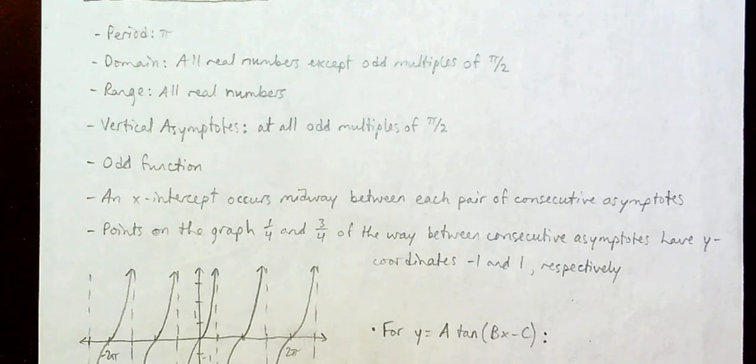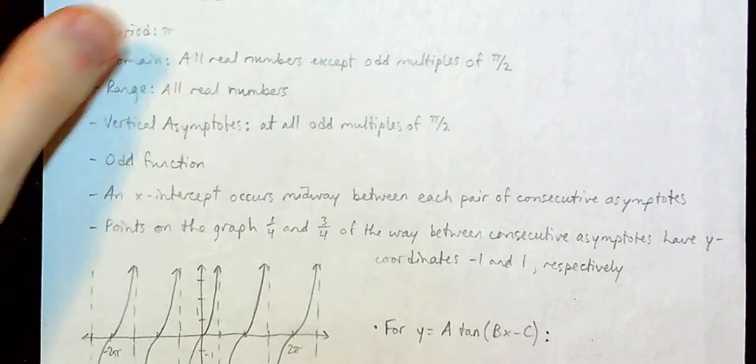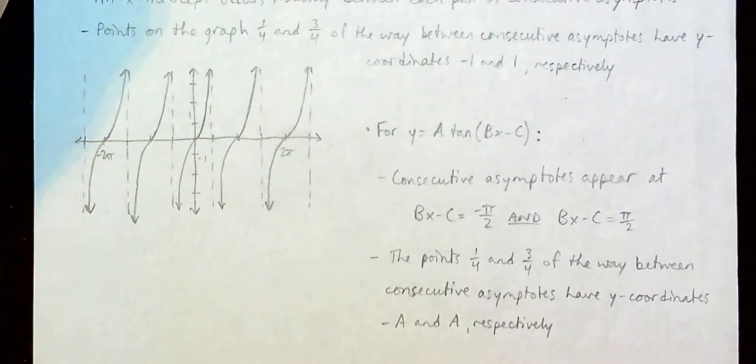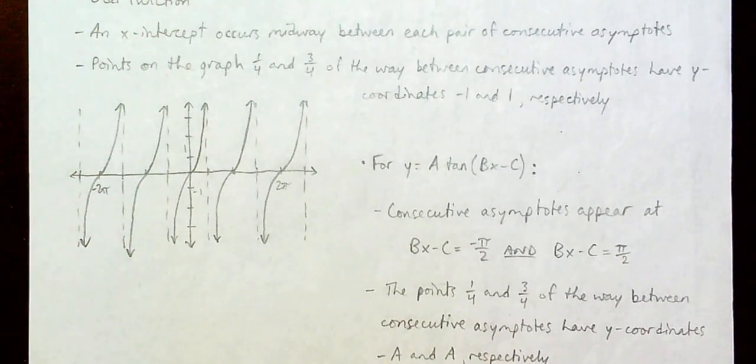And those odd multiples of pi over 2 are where we have vertical asymptotes because they make the bottom equal to 0. Again, keeping in mind, tan is sine over cosine. Odd multiples of pi over 2 make cosine of x equal to 0. This is an odd function. An x intercept occurs midway between each pair of consecutive vertical asymptotes, namely all whole number multiples of pi. So 0, pi, 2 pi, minus 2 pi, so on and so forth, going both ways.